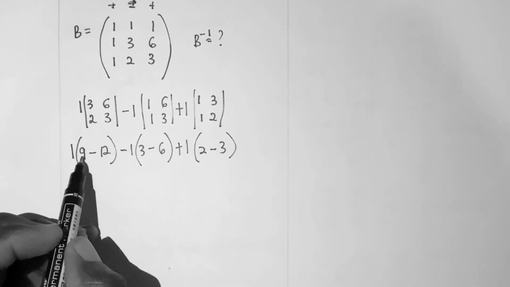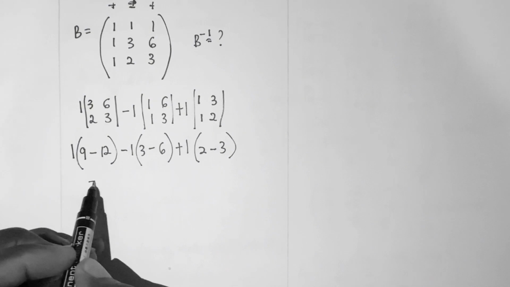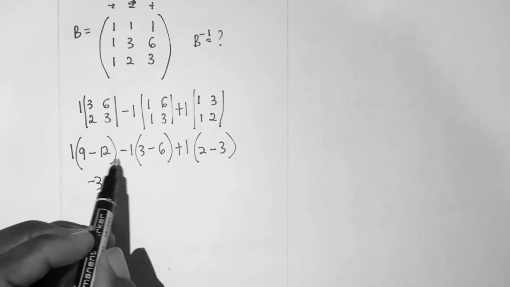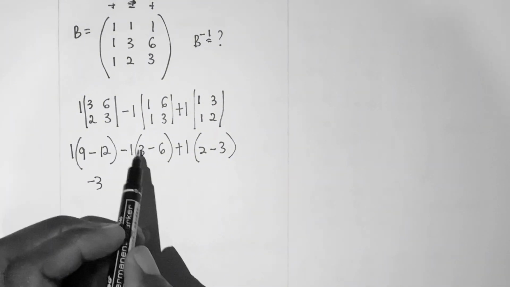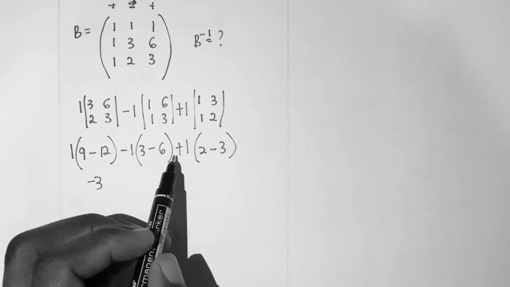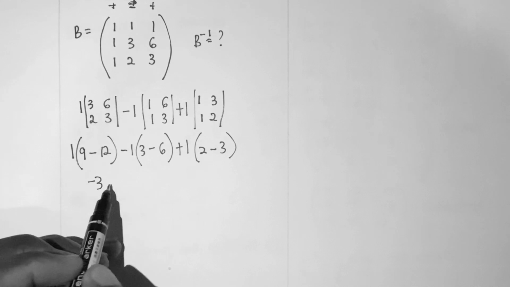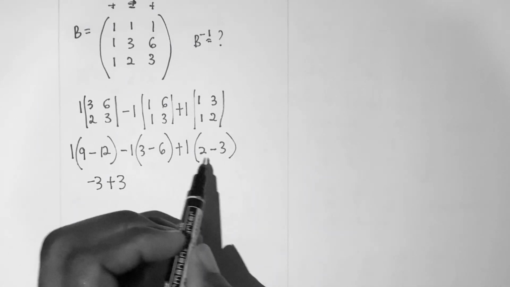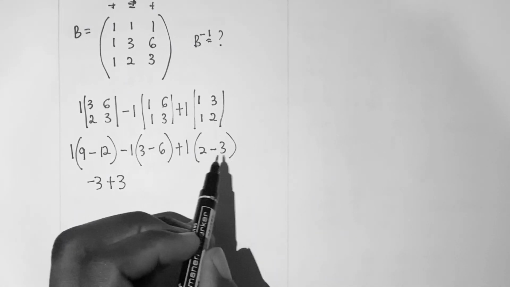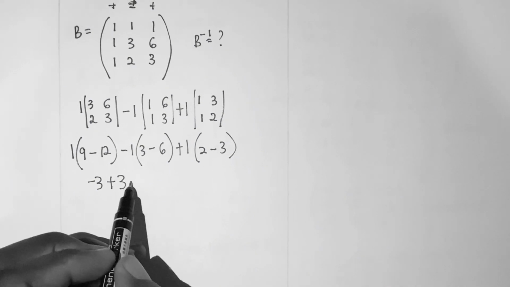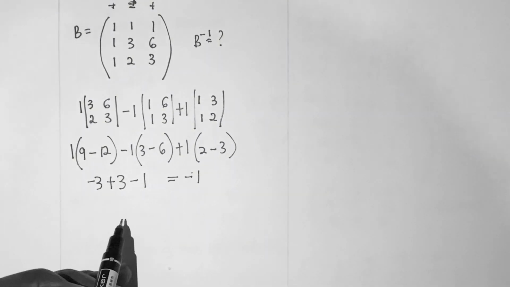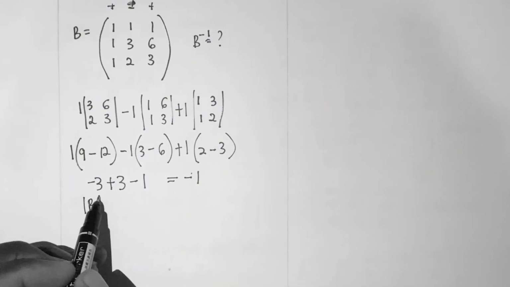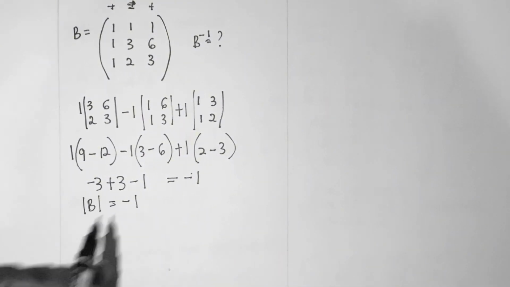So this becomes 9 minus 12 is minus 3. Minus 3 times 1 is the same as minus 3. Then 3 minus 6 is minus 3, times minus 1, it becomes plus 3. Then 2 minus 3 is minus 1. Minus 1 times 1 is minus 1. So you see that this is equal to minus 1. So the determinant of B is equal to minus 1.